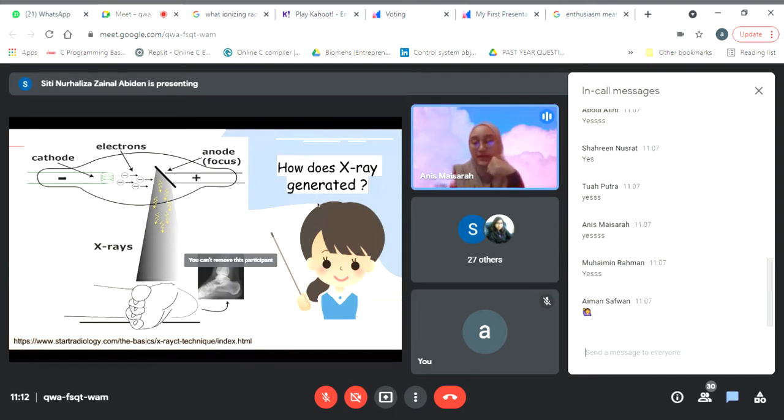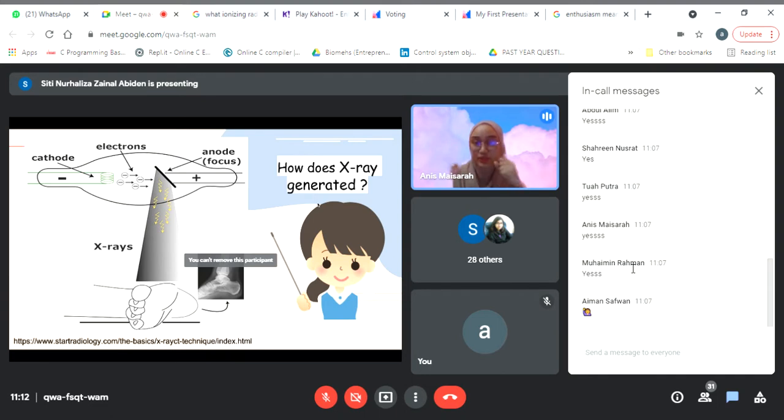So we supply the cathode or the filament with enough current, or low voltage current, to make sure that the cathode is heated up. So the surface electrons will gain energy. When the electrons gain energy, they feel, oh, I have enough energy already, I can travel. So they will break free from the cathode surface and travel from cathode to anode. They just decided to go to the anode. They move in a straight line and then strike the anode at a focal point.